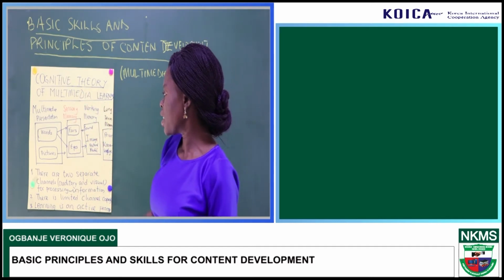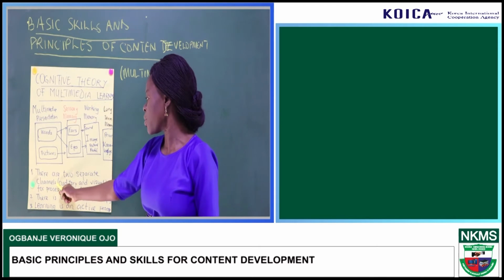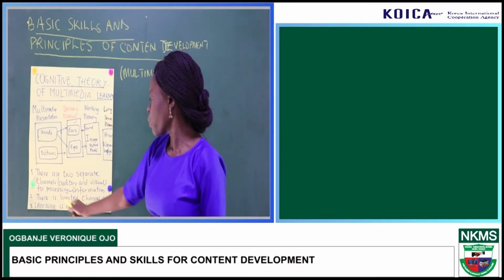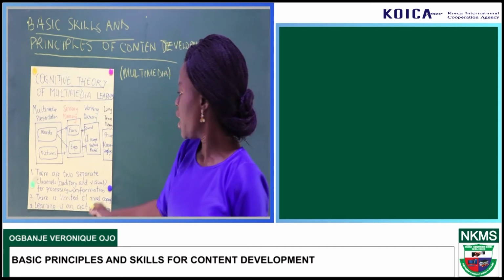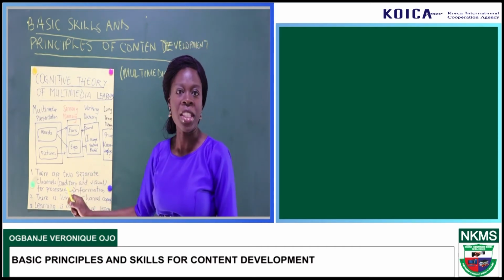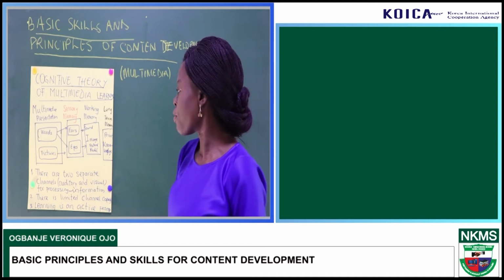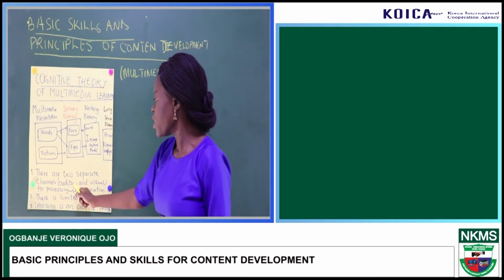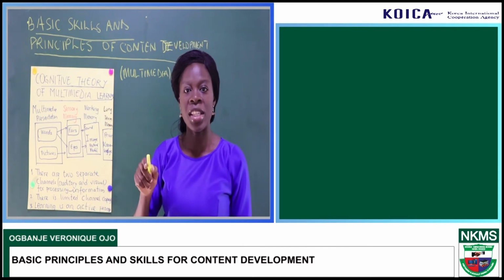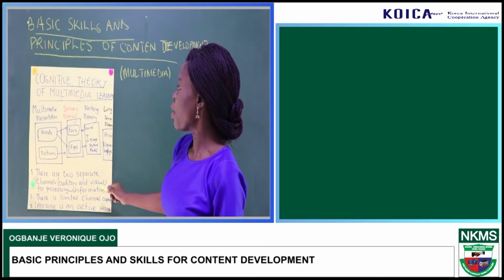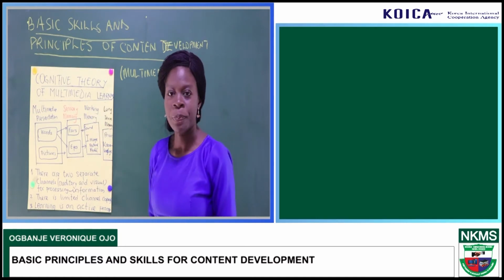The first one is there are 2 separate channels, which are auditory and visual, for processing information. What it's trying to say, relating it to our classroom environment, is that the students process information in 2 ways. Auditory means what they hear, and visual means what they see. So that emphasizes the importance of multimedia.